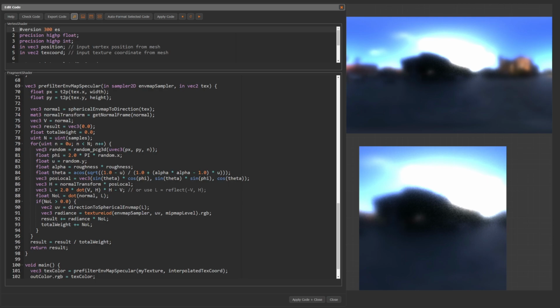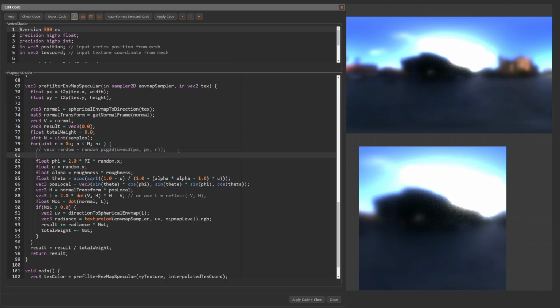Now here in the sampling loop, we replace the random number generator with our Halton sequence. Vec2 random equals vec2 Halton 2 of n, Halton 3 of n. Furthermore, we should make sure that the index n now should start at 1, not 0.